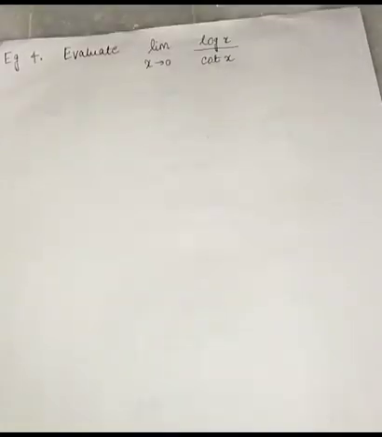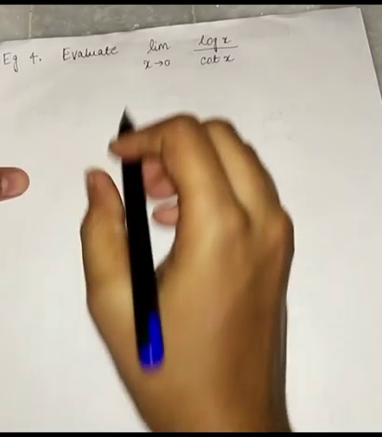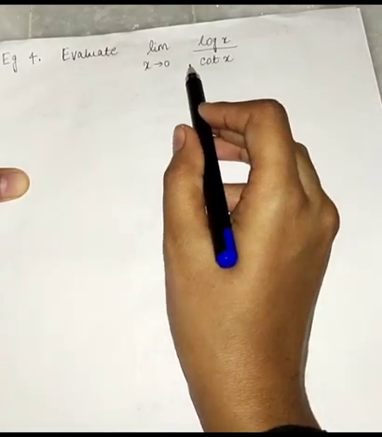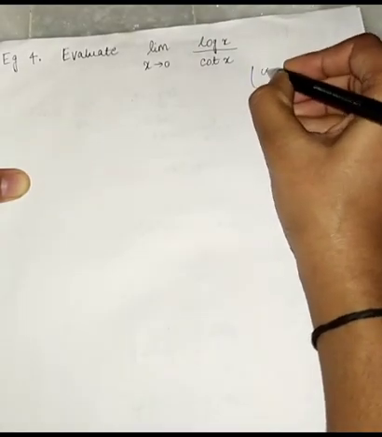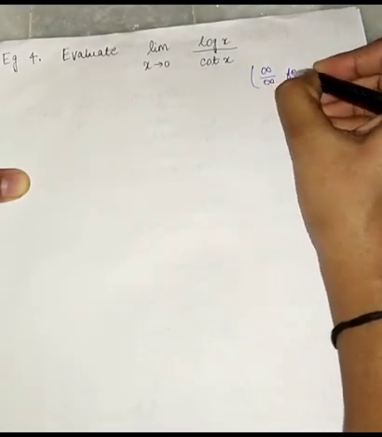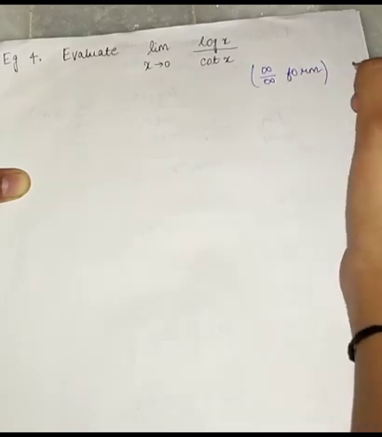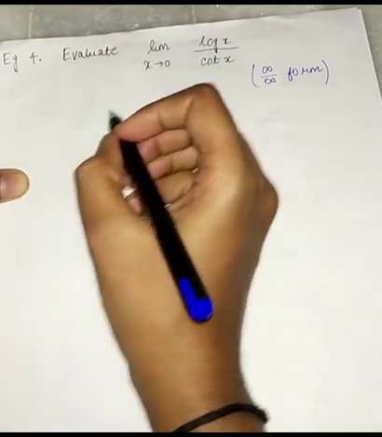Example 4. Evaluate the limit as x tends to 0 of log x upon cot x. Now if we substitute this limit in this equation, then we get log 0 upon cot 0. That is again infinity by infinity form, so we get an indeterminate form. So we will apply L'Hospital's rule.